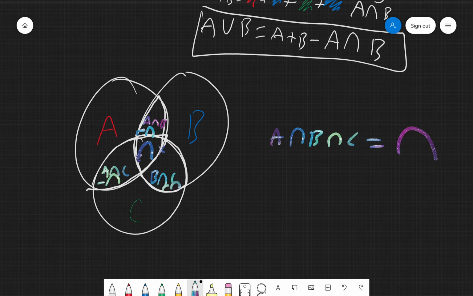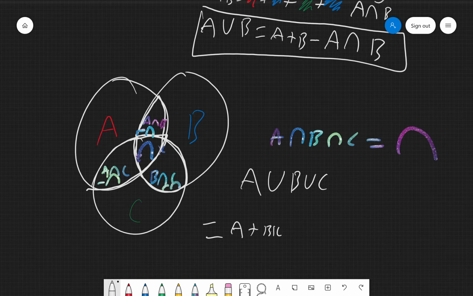Okay, so now we want to solve for A union B union C. What's that equal to? Again, it's not A plus B plus C, but we can use that idea as a beginning like we did last time. So we can say that A plus B plus C is going to be equal to A union B union C, right?